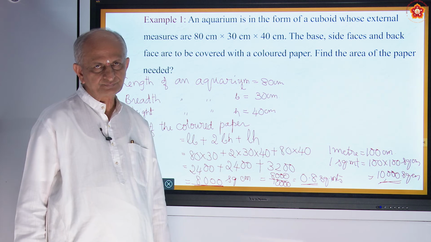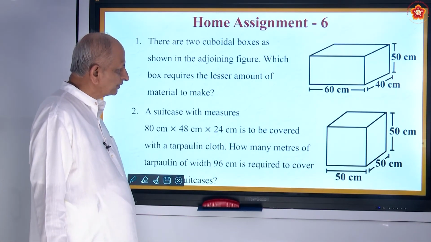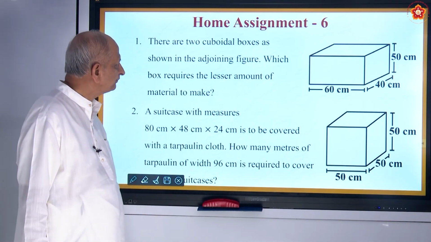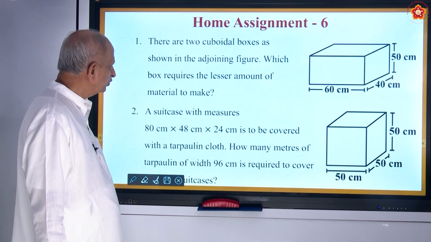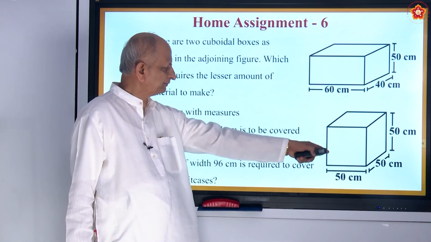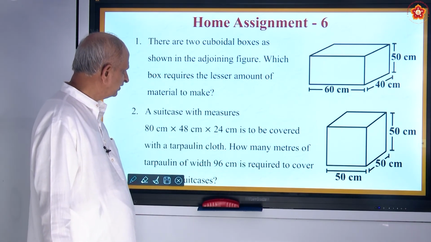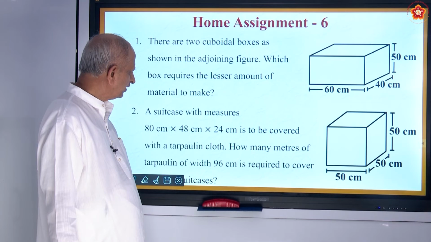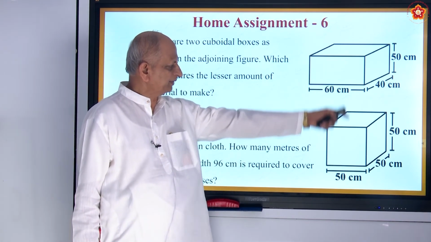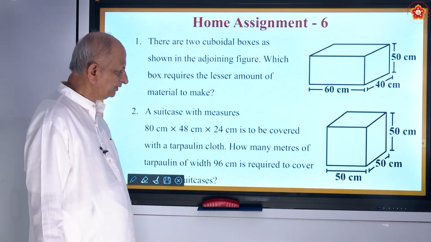Okay, with the same formula, you will try to do it as a home assignment. Okay, first question, there are two cuboidal boxes. So two boxes are here as shown in the adjoining figure. Which box requires lesser amount of material to make? So length, breadth, height are given. You must tell which box requires less. Means you have to find the area.